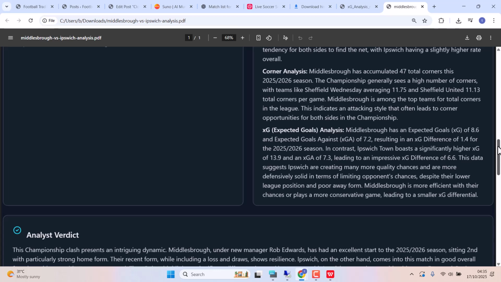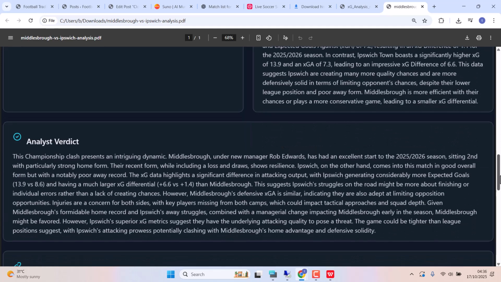Middlesbrough expected goals of 8.6 and expected goals against of 7.2. So when your expected goals for is bigger than your expected goals against, you're in good territory. Get the average, of course, divided by the number of matches already played this season. Significantly higher for Ipswich, 13.9 expected goals and expected goals against of 7.3. So interesting. That is a real standout for Ipswich Town, isn't it? The expected goals for them compared to Middlesbrough, given the fact that they're defensively on a similar footing. So it's in attack that Ipswich could find their feet here today. That's what the xG says to me.